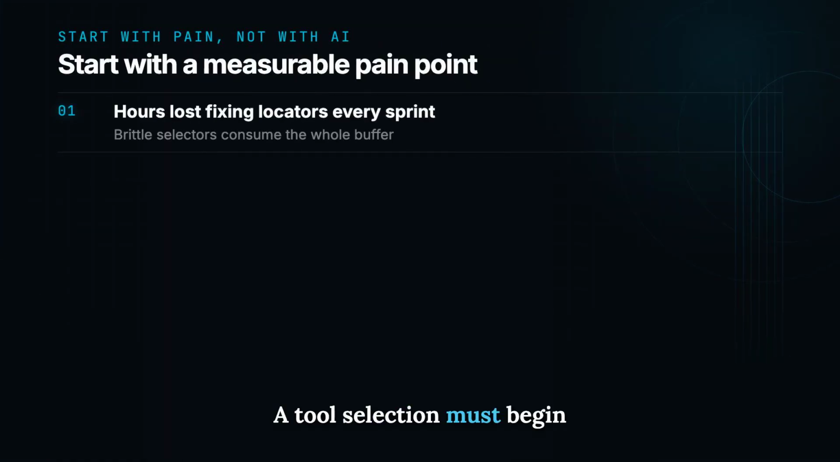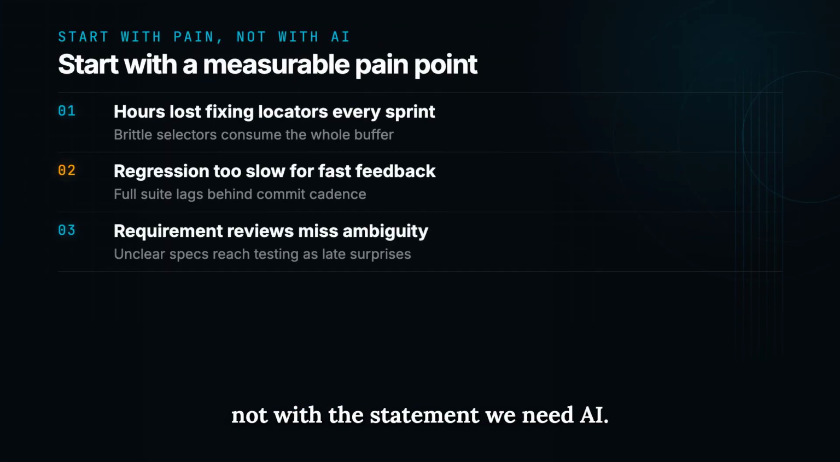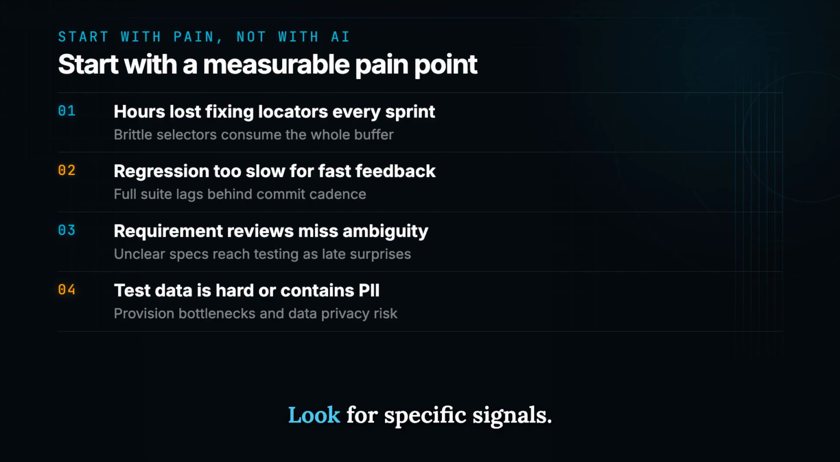A tool selection must begin with a measurable pain point, not with the statement "we need AI." Look for specific signals. Too many hours spent fixing locators every sprint. Regression runs so long that feedback lags behind commits. Requirement reviews that miss ambiguity until it reaches testing. Test data that is hard to provision or contains personal identifiable information. Visual regression with too many false positives drowning real changes. A feature-packed tool that does not improve the primary pain is still a poor choice.